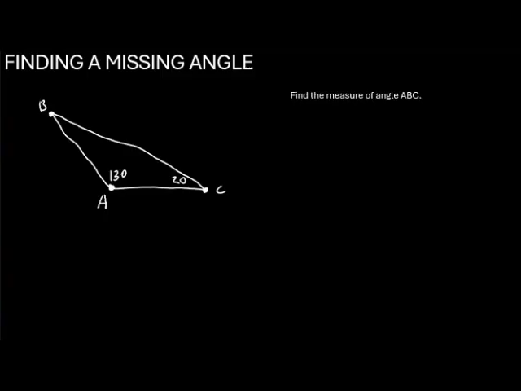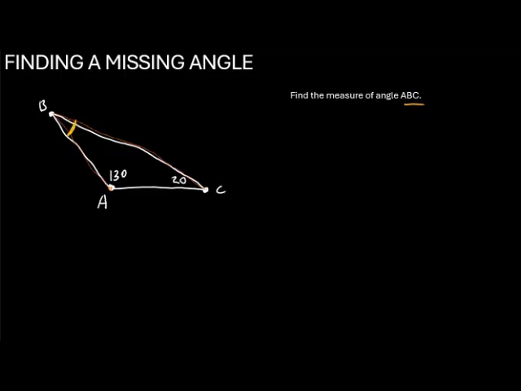Here we are asked to find the measure of the missing angle ABC. When I give the notation ABC, it means that we start at point A, we draw a line to point B, and then after that draw a line to point C. What we're really being asked is to find the angle that I'm drawing in yellow here.